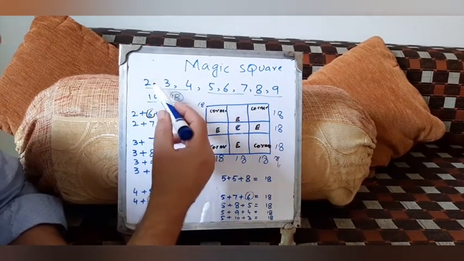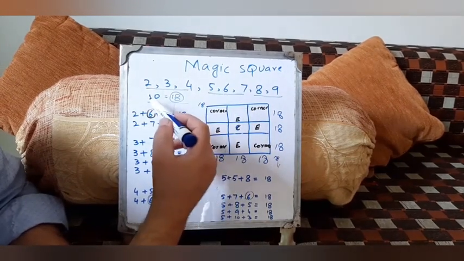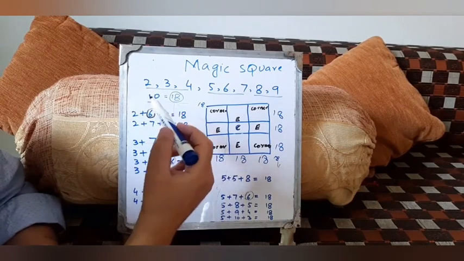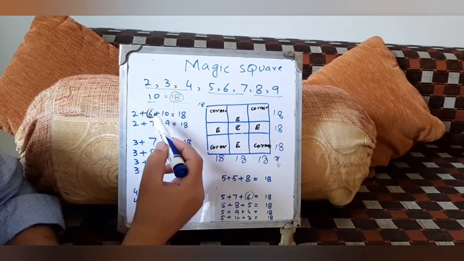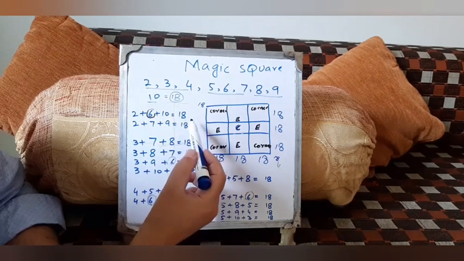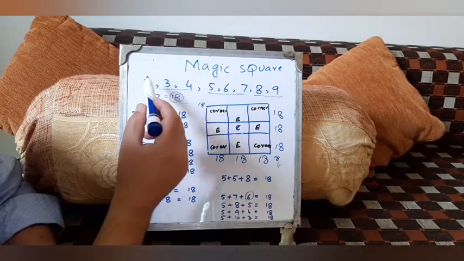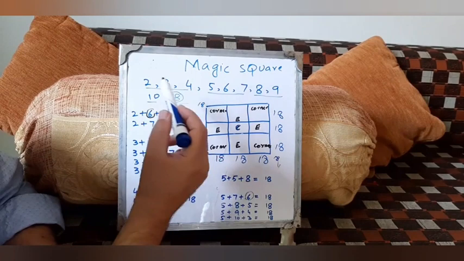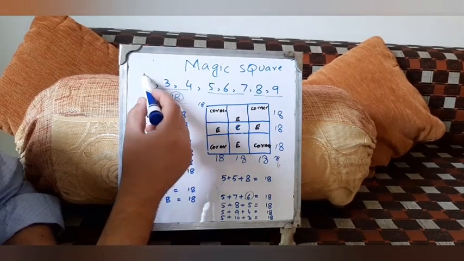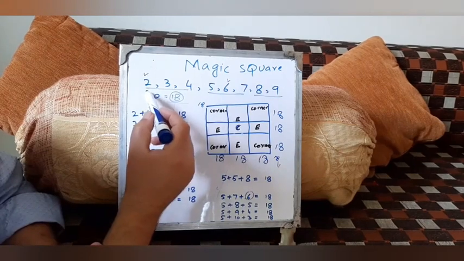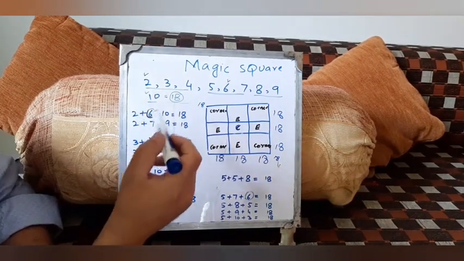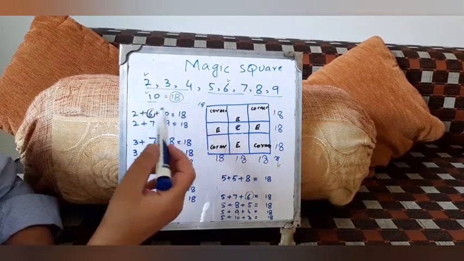That's why you can start with 2 plus 6. 2 plus 6 is 8. The maximum number here is 10. So you can take it like this: 2 plus 6 plus 10 equals 18. So that is our starting point. We started with this digit 2 and the other digit 6, and we added this one, 10. We got 18.